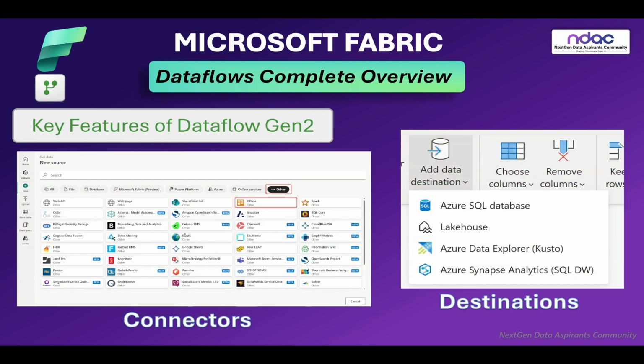Let's see a few snapshots of connectors and destinations. Here on the screen, you are seeing connectors and destinations. There is web page, you can pull SharePoint list, web API. And here they are segregated into Azure, online services, Power Platform, databases. And coming to the destinations, you see Azure SQL database, Fabric Lakehouse, Data Explorer, Synapse Analytics, and many more. Anyhow, everything we are going to see in the practicals.